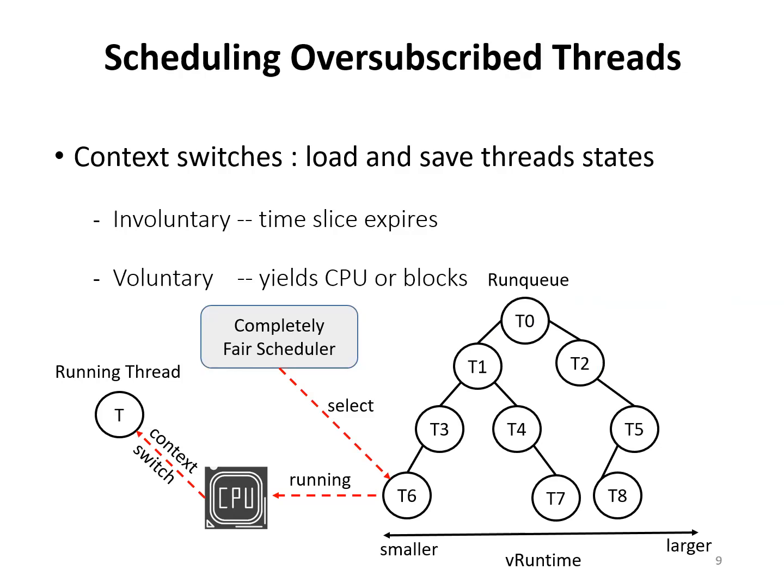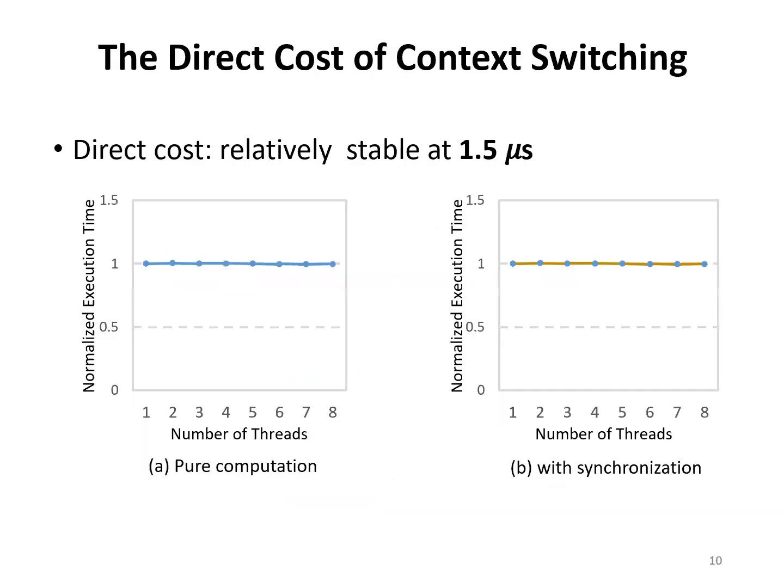For compute-bound workloads, threads are switched each time a regular time slice expires. For IO-bound or blocking workloads, context switches occur no more often than the minimal time slice. In Linux, the regular time slice is 3 milliseconds and the minimum time slice is 750 microseconds. Voluntary switching happens when a thread yields the CPU or blocks on an event.